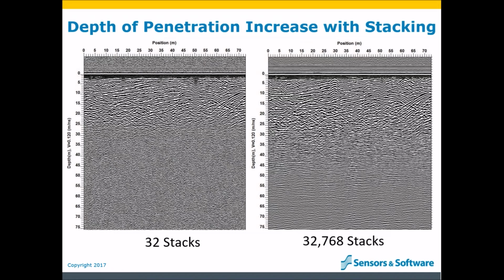While we were developing the Ultra receiver, we took it to one of our standard test sites, an old limestone quarry near Sensors and Software in Ontario, Canada. In fact, this is the data we were looking at earlier. Here you can see how the depth of penetration has doubled, going from 32 stacks on the left to 32,768 stacks on the right. But let's dive into the results a bit more and understand how the Ultra receiver allows you to see deeper.